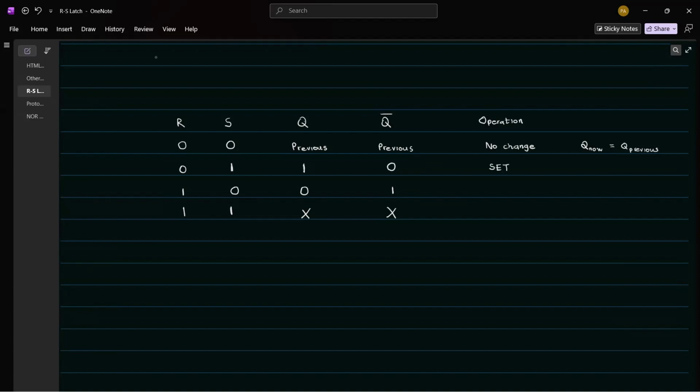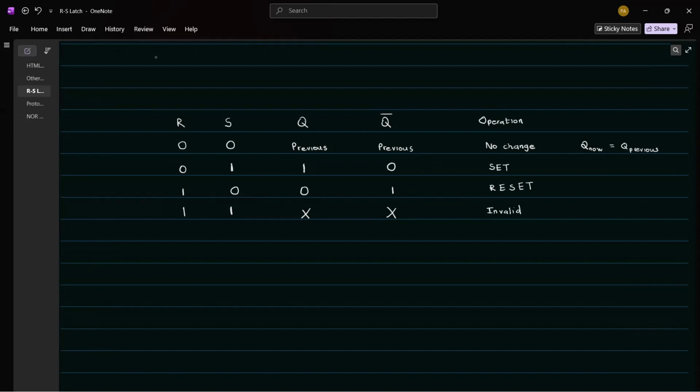Then 1 and 0 means it is reset. And then finally, when R and S are both 1, we'll say it is invalid or forbidden. This is the truth table.